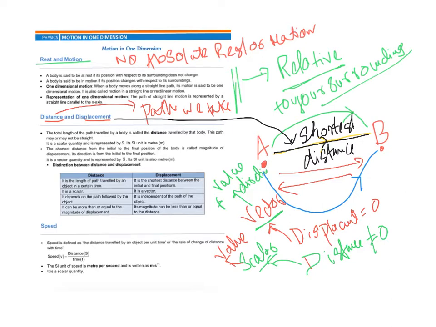So the difference between distance and displacement is important. That could be a 2 marks question. Distance depends upon the length of the path, and displacement is the shortest distance. Distance is a scalar, displacement is a vector. Distance depends upon the path it is following, and displacement is independent of the path. So these 4 points are important. It might come for your exam.